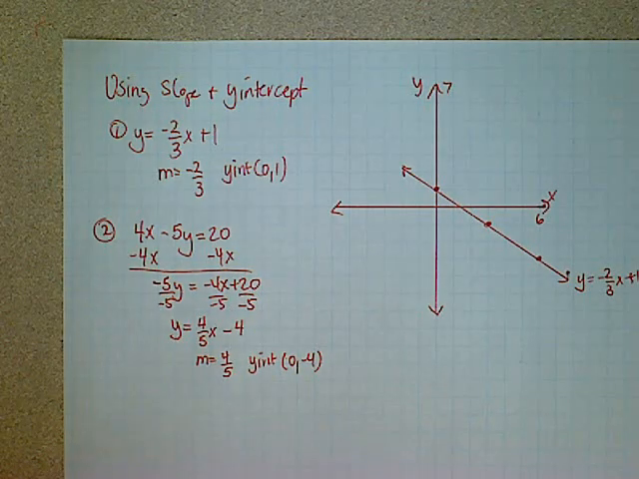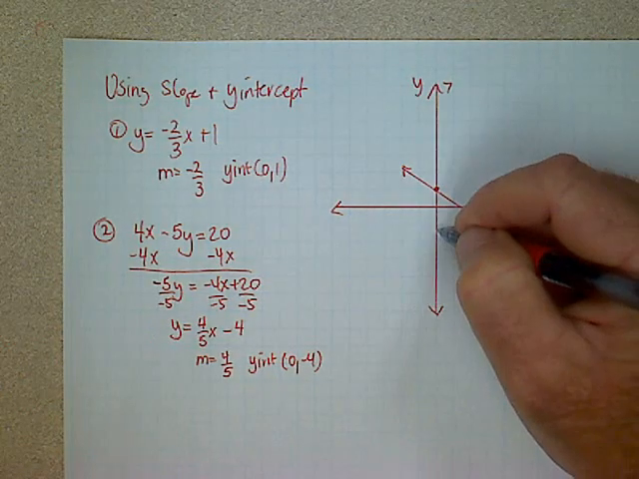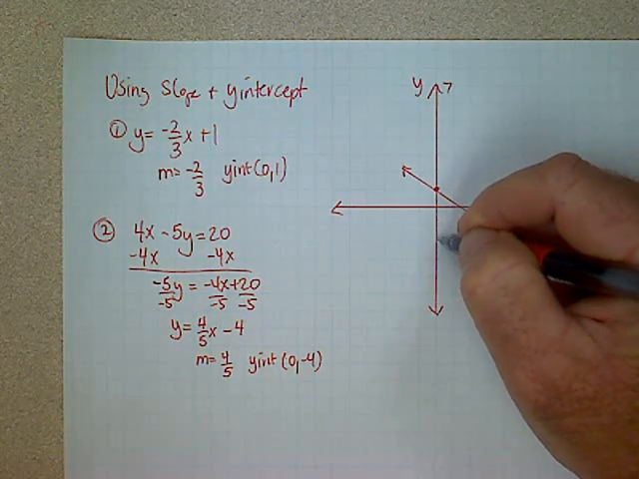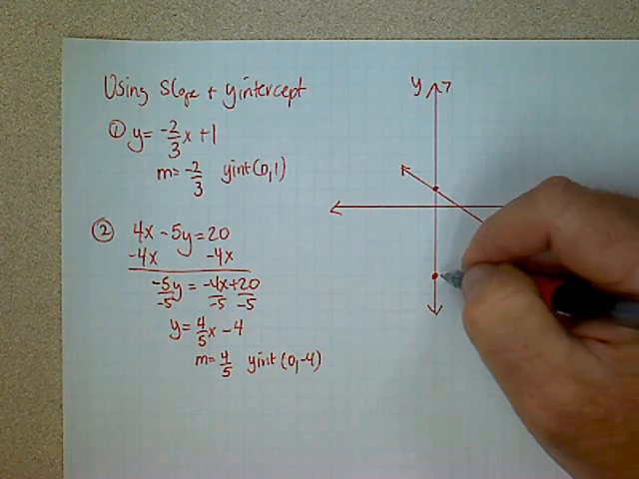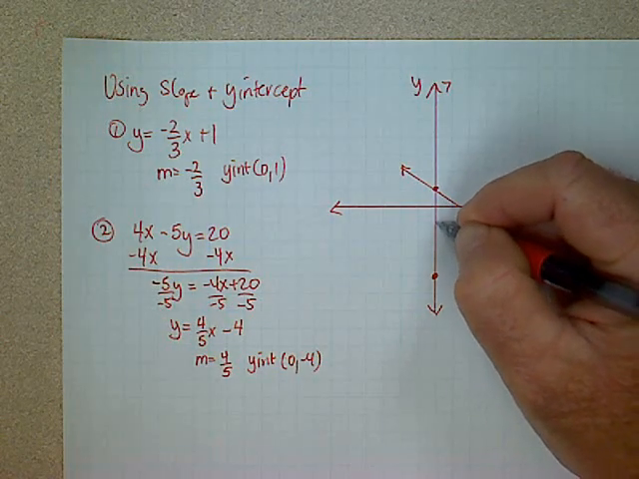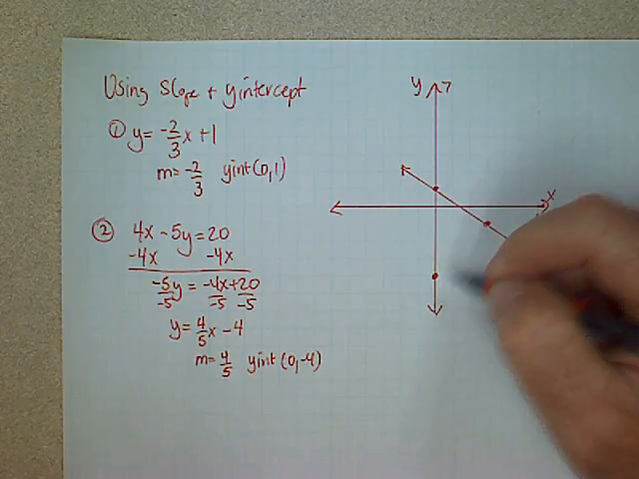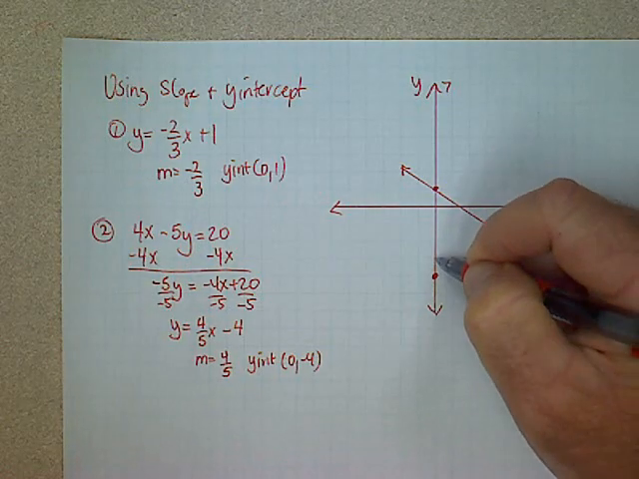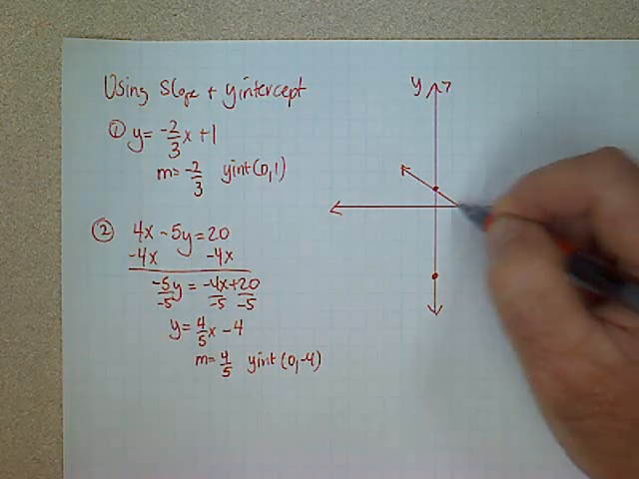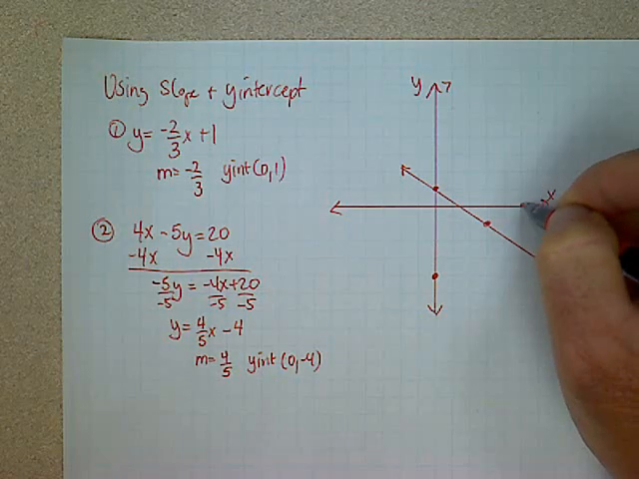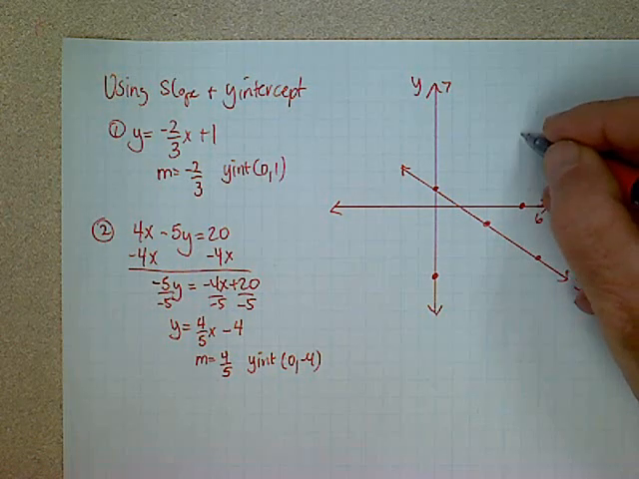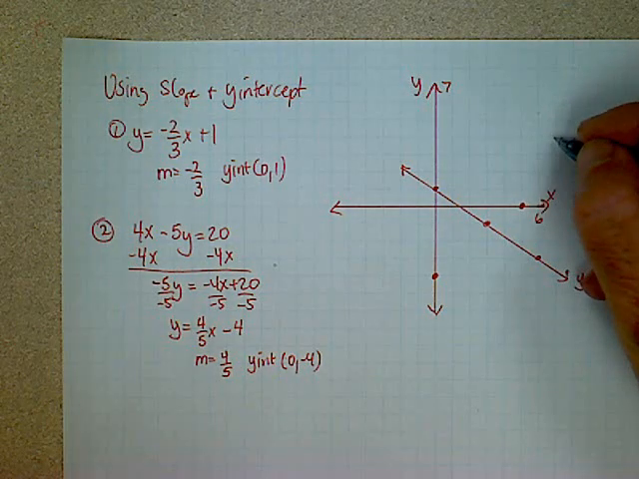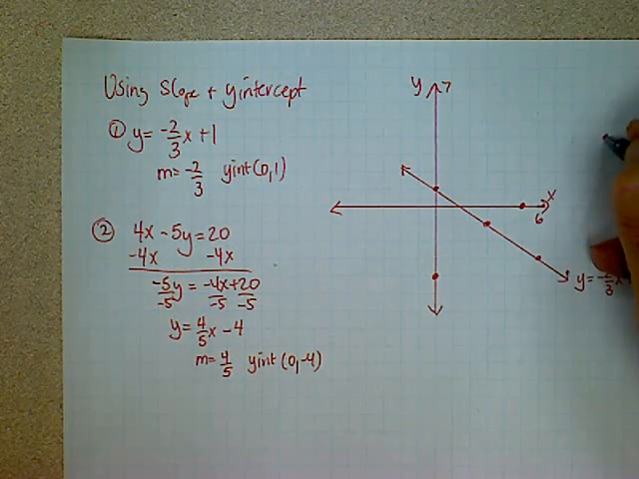All right, so now go ahead and plot your y-intercept, which is (0, -4), 1, 2, 3, 4. And then we'll go up 1, 2, 3. Sorry, I didn't count that right. Let me count again. Up 1, 2, 3, 4. Over to the right, 1, 2, 3, 4, 5. We can do it again if you'd like. Go up 1, 2, 3, 4. Over to the right, 1, 2, 3, 4, 5.